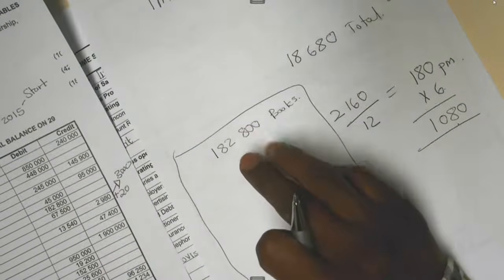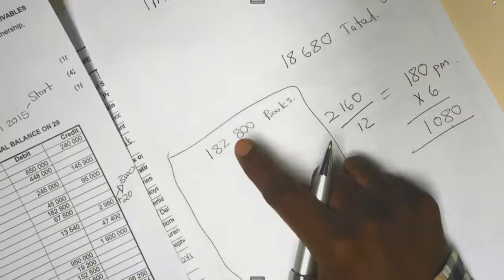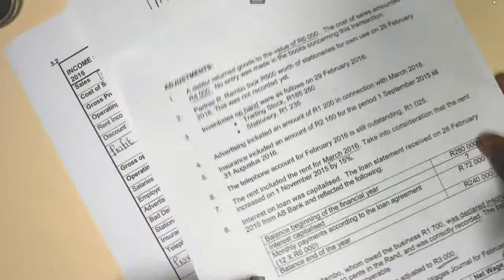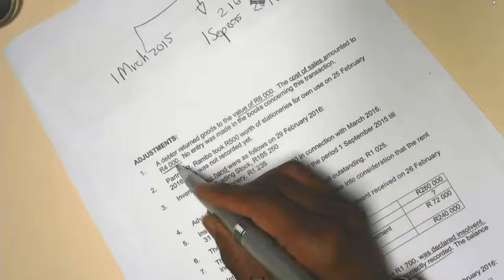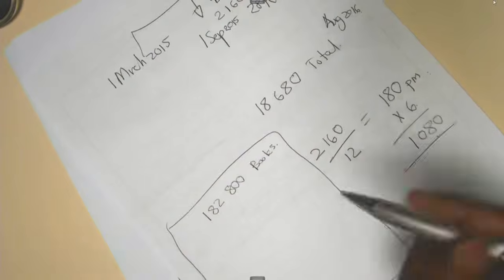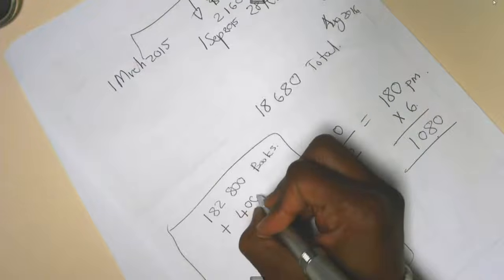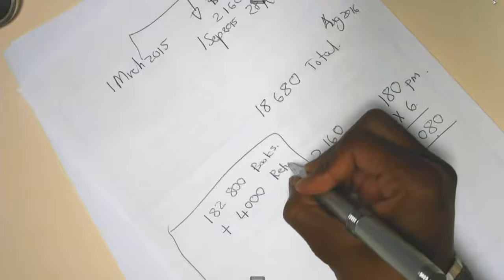Then, before we use the one which is on hand, we need to look for adjustments which affected the trading stock. Remember the adjustment number 1. This adjustment, whereby goods were returned, that cost of sales will affect the trading stock, because now that stock was returned. So if stock is returned, it will increase the trading stock with the 4,000. It's coming from that return.